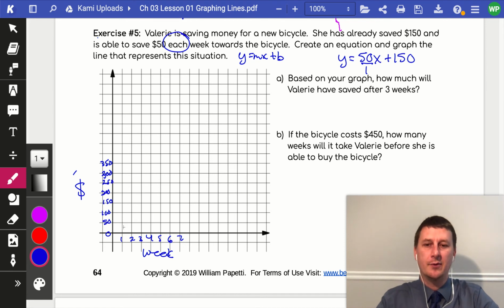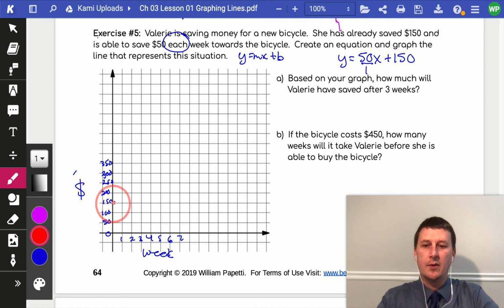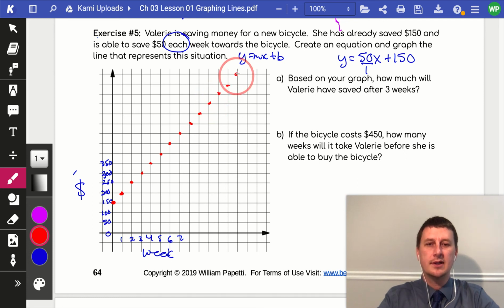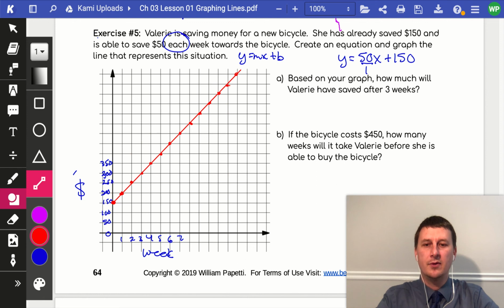So let's graph this line. We're going to start at 150 on our y-axis, and we're going to go from there up 50, which is only 1 unit on the graph, over 1. Up 50 over 1. $50 per week, $50 per week, and I'm just going to continue this until I run out of room, which is right about there. I'm then going to make a nice straight line through these points.